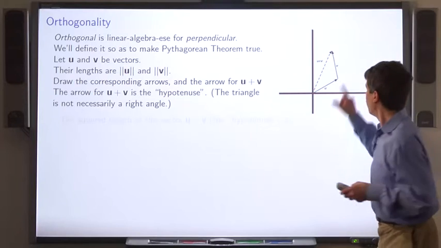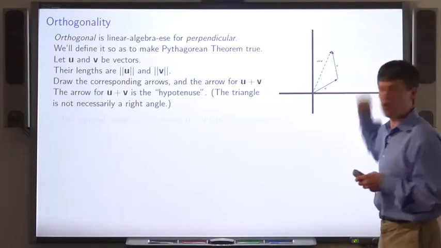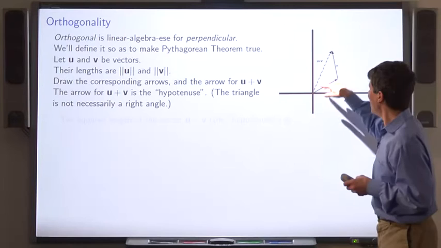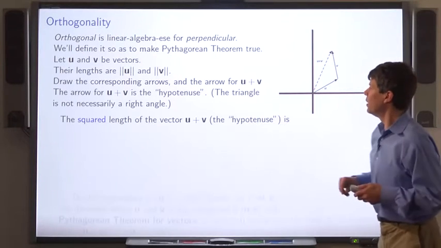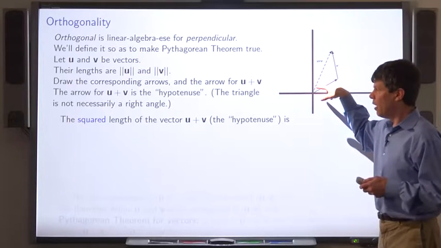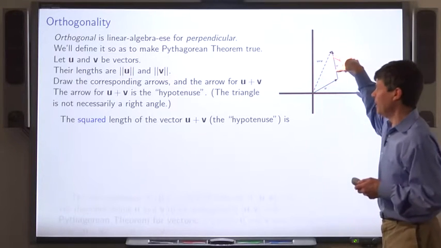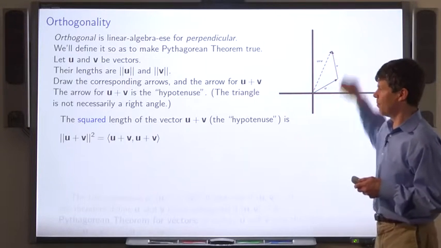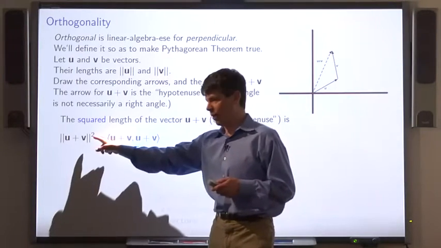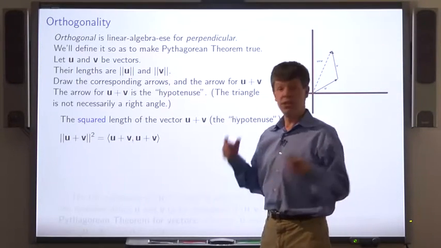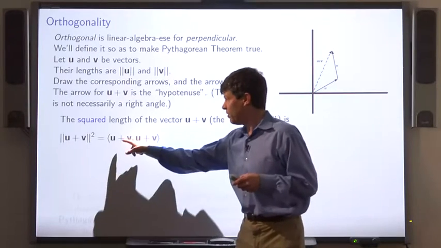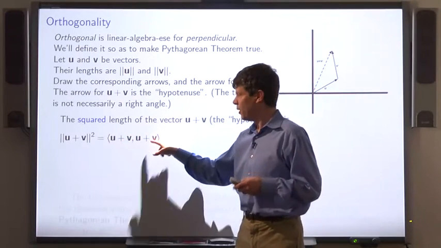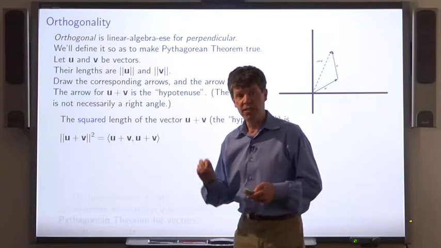Now, so far, we haven't required that this triangle be a right triangle. So, in fact, this is not formally a hypotenuse. Now, the squared length of the vector u plus v is norm of u plus v squared, which is, by definition of norm, the inner product of u plus v with u plus v. Now we use some of the properties of inner product.